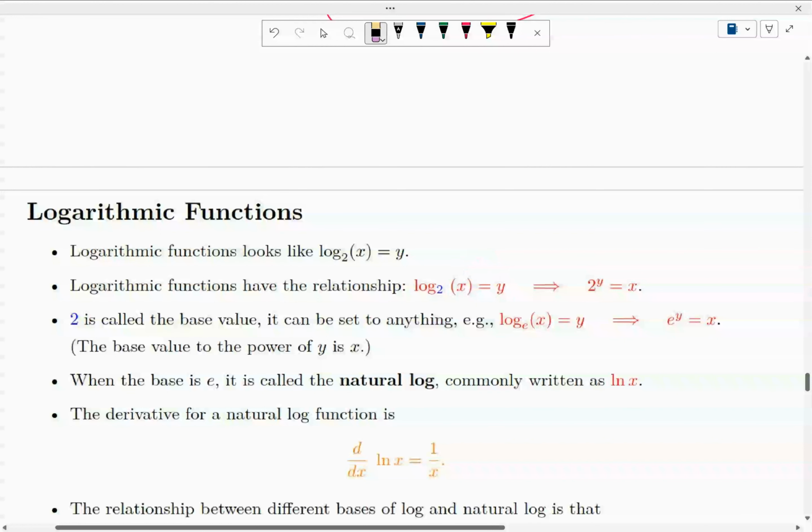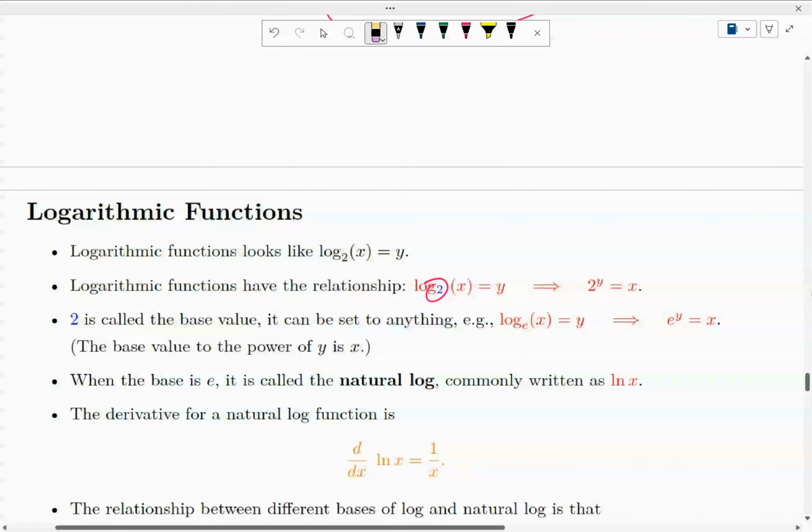Okay? So the base value could be anything. You could pick e, for example. If you have e as the base value, then e to the y is equal to x. So this is the relationship when you see logarithmic. It's some kind of power relationship.